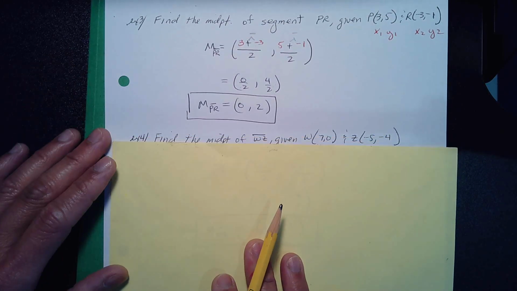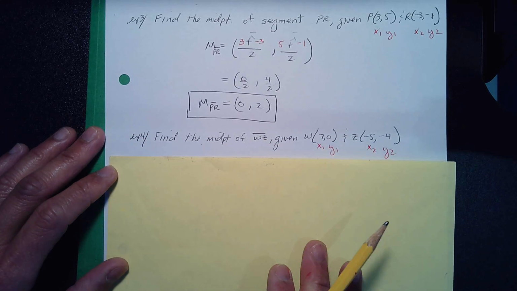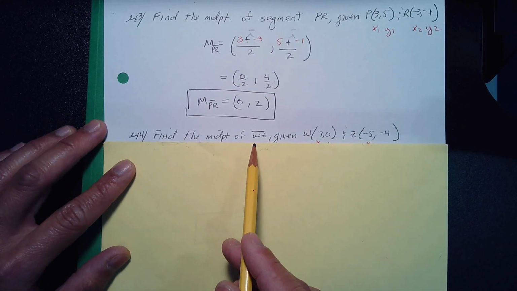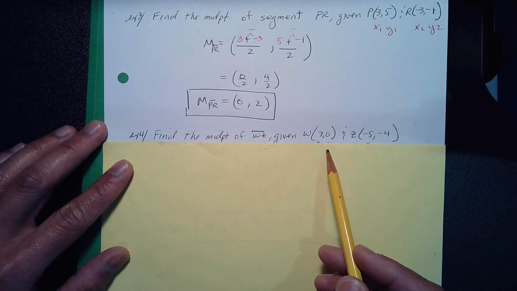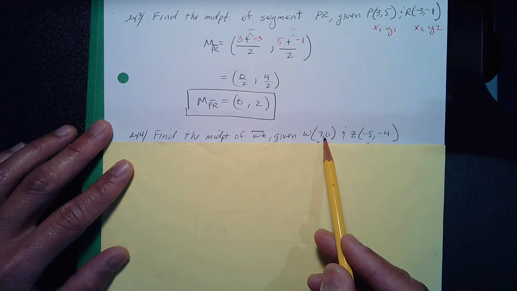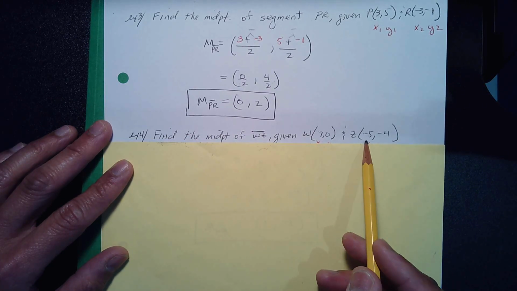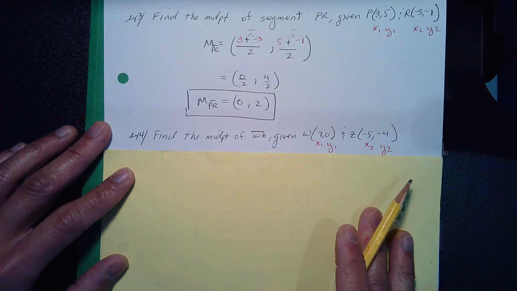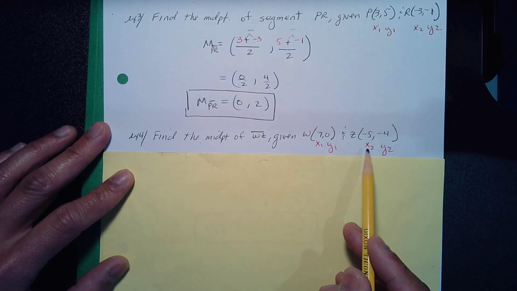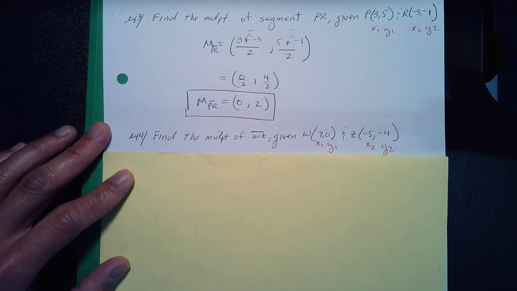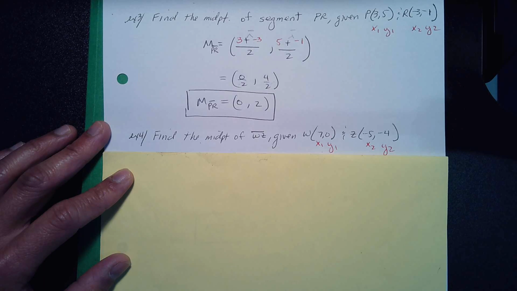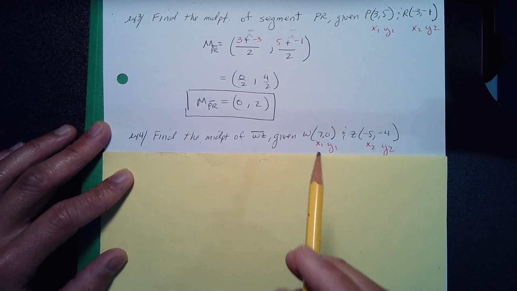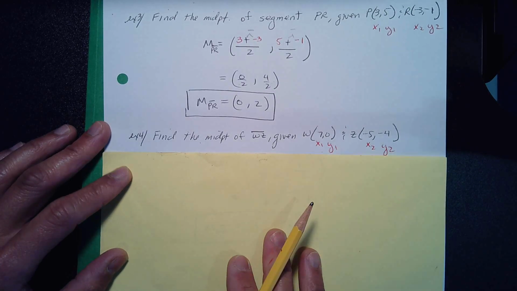All right, example 4, the last example. Find the midpoint of WZ given W is 7, 0, Z is negative 5, negative 4. First thing we do, label x1, y1, x2, y2. Just like last semester when we found the slope between 2 points. We labeled x1, y1, x2, y2.